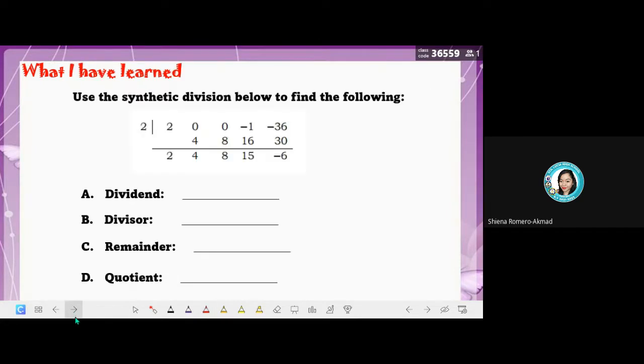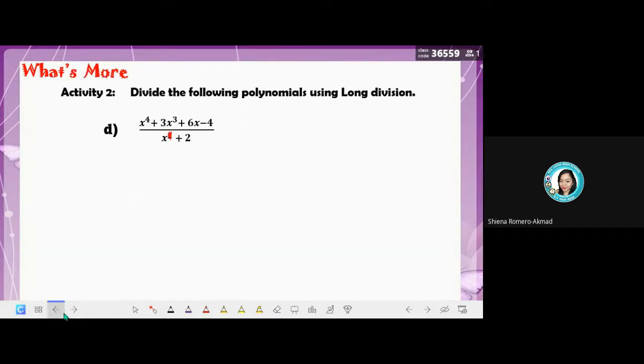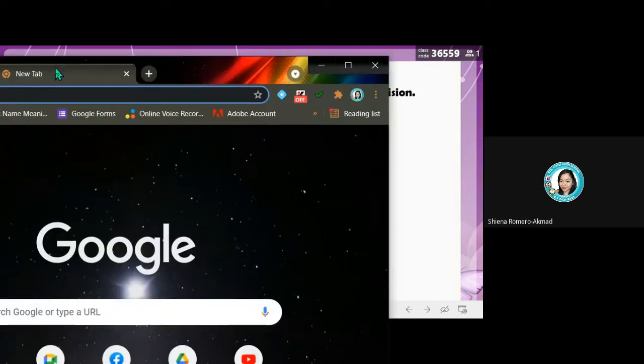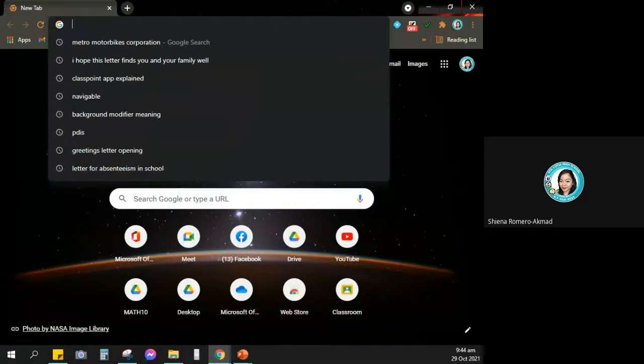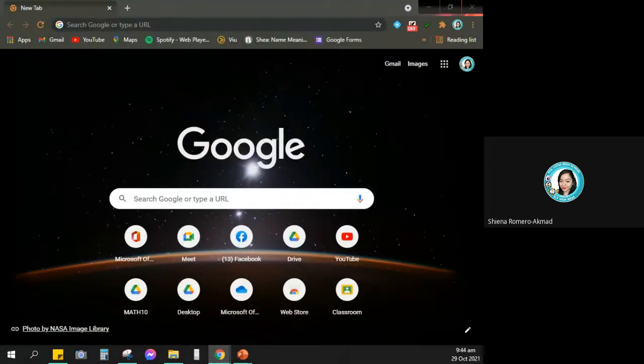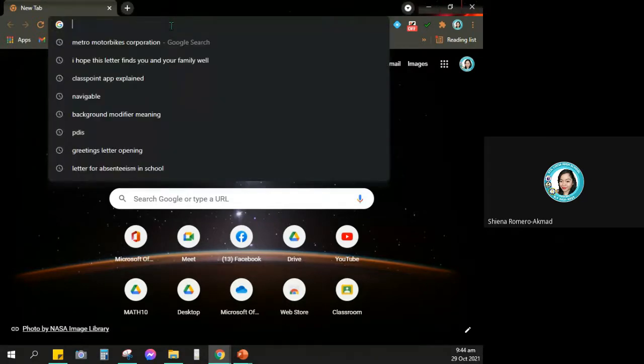May mali dyan eh. A, C, D, tsaka ito. Okay, so pag sinagutan nyo siya, siyempre, as usual, Jamboard tayo. Sana may magsagot. Kung walang nagsagot sa inyo, ipapauwi ko to sa inyo, gagawin nyo to. Kasi kailangan nyo pong magsagot.